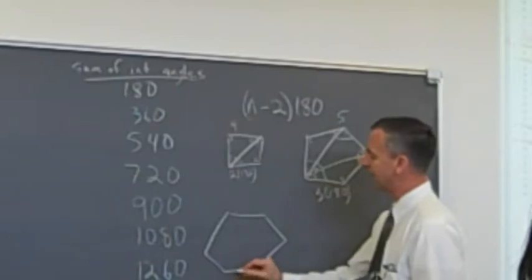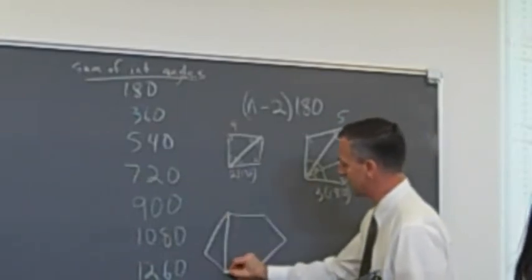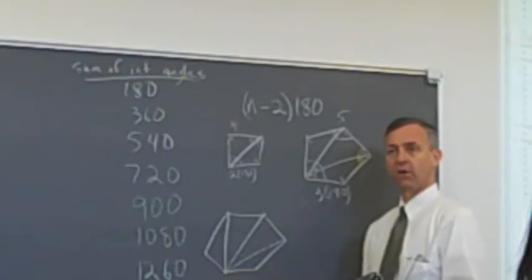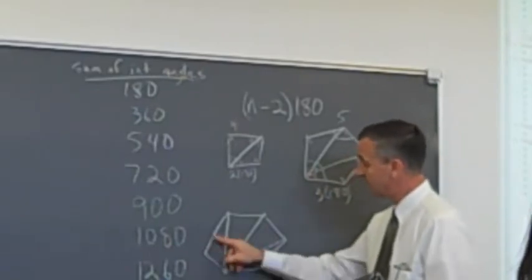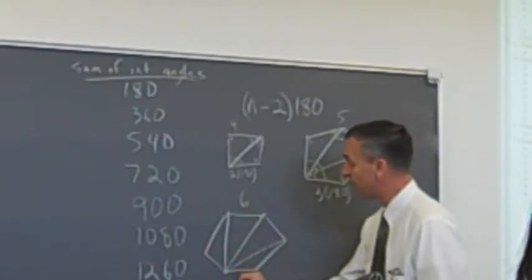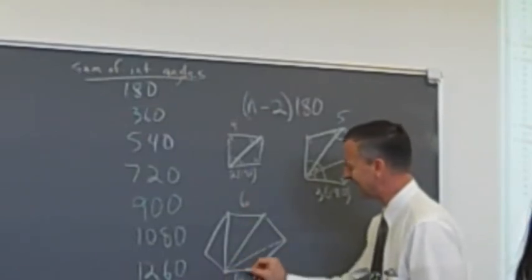Moving to a hexagon. Drawing in all the diagonals I can from one vertex, I get how many triangles? 4. Each of them add up to 180, so my formula for 6-sided is 4 times 180.